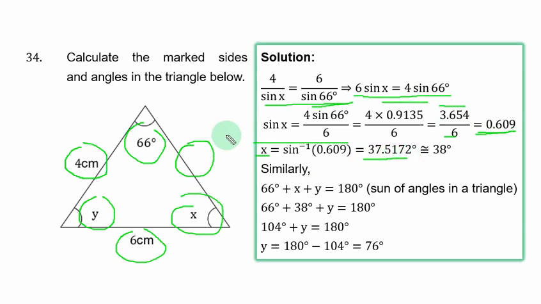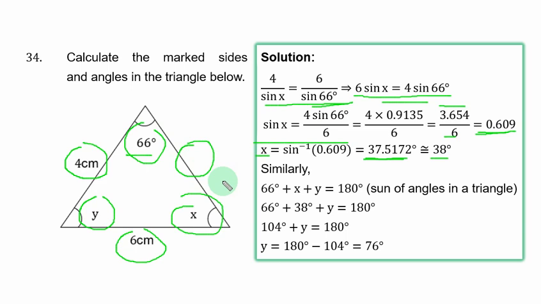37.5172. One of the given angles is to the nearest degree. If we express this to the nearest degree, you have 38 degrees. Like I said, you cannot get angle Y using sine rule because the side facing it is unknown.